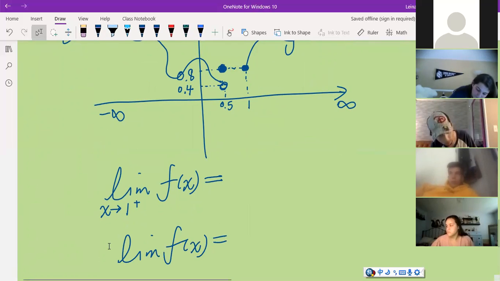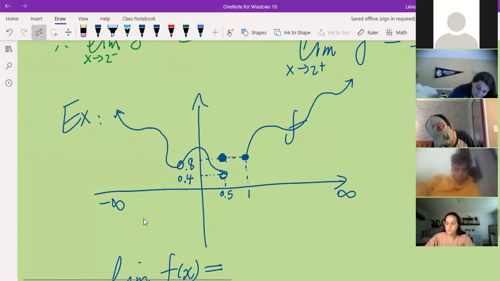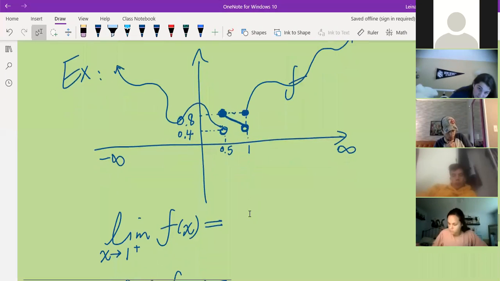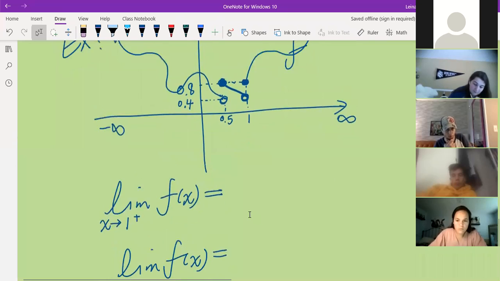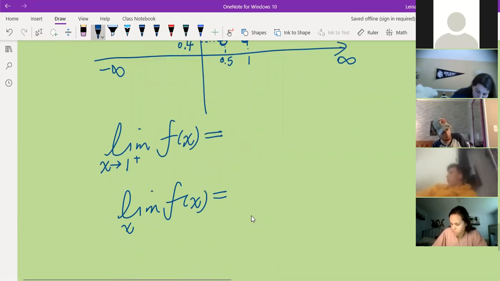Okay. Let me add another piece here. I want to make it more complicated. So let's do this. Another piece looking like this. Between 0.5 and 1, do you see a small line segment? Let's figure out what's the limit of function f of x as x is approaching 1 from the left.